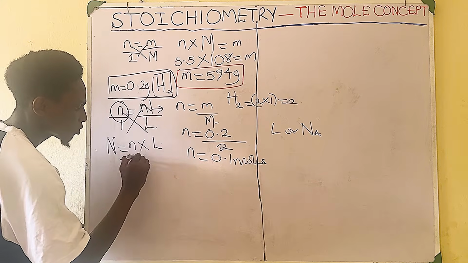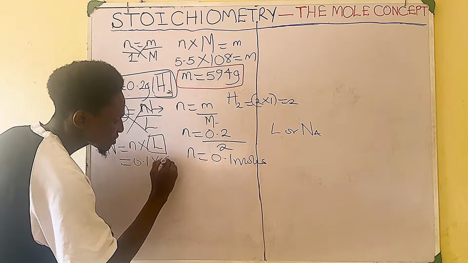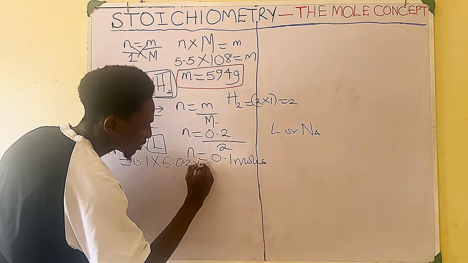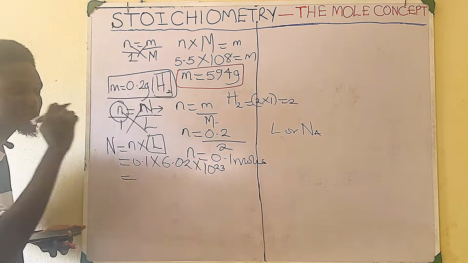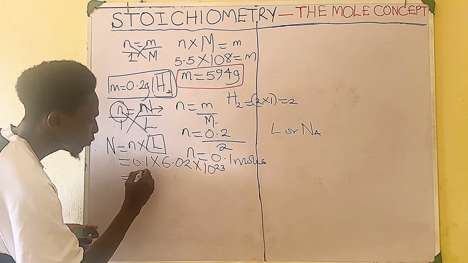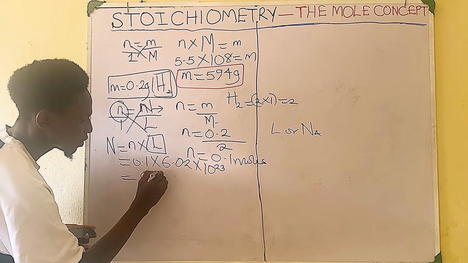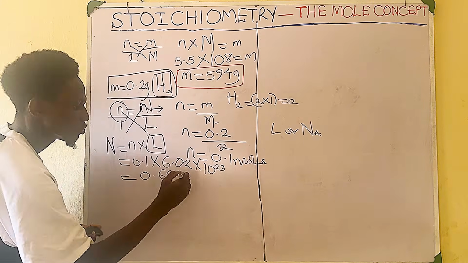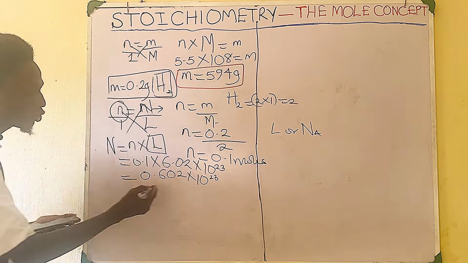We have calculated it as 0.1. So 0.1, what is Avogadro's number? Avogadro's number is 6.02 times 10 raised to the power 23. You should learn it. Nobody else should teach you that one. So from there now, 0.1 times 6.02 should give you 0.602 times 10 raised to the power 23. Now, but your answer is not going to be left like this.